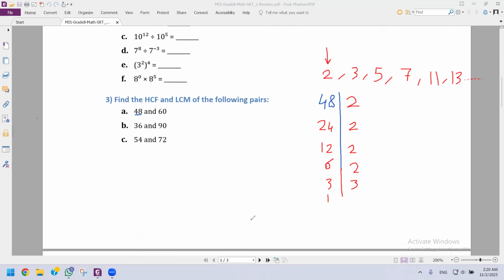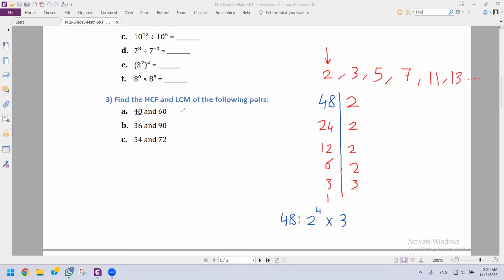Now I should write 48 as a multiple of prime numbers. What is 48? It's 2. How many times is it repeated? 1, 2, 3, 4. So it's 2 to the power of 4 times 3.